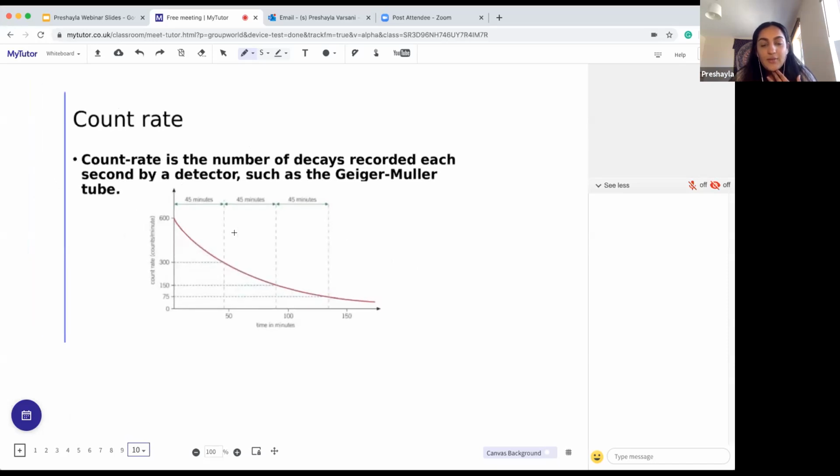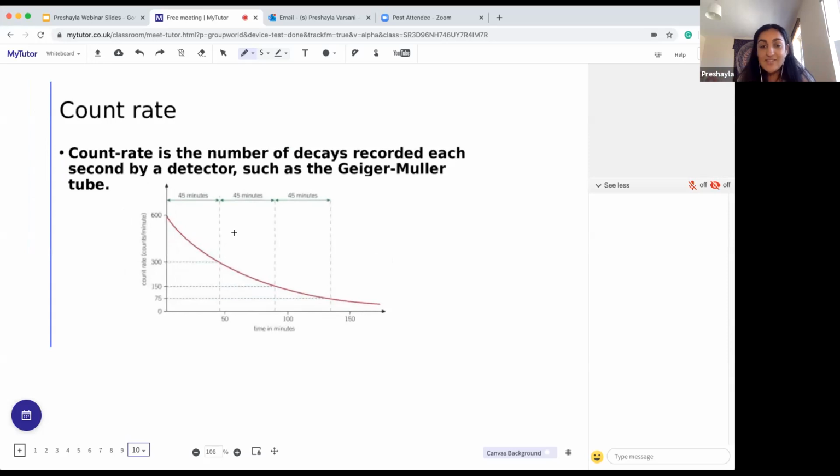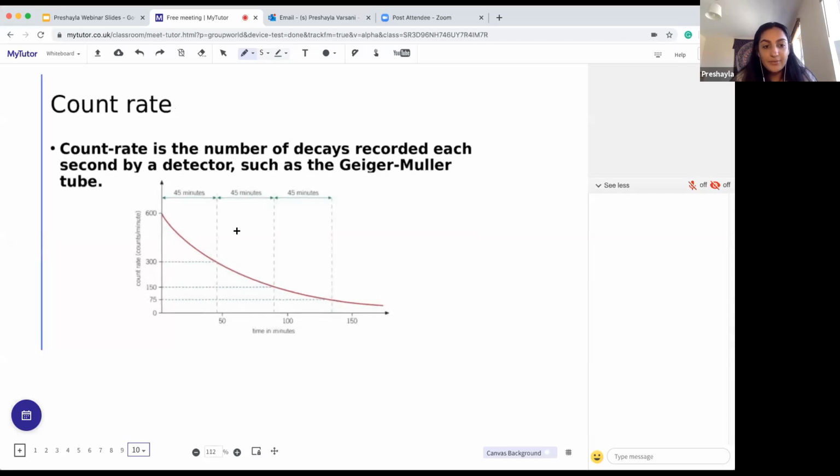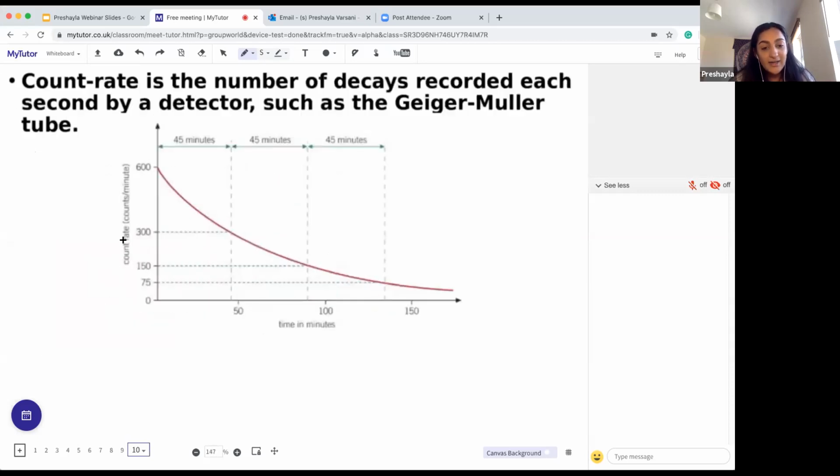So another way of expressing activity is count rate. Count rate is the number of decays recorded each second by a detector, such as the Geiger-Müller tube. And in this graph, we can see a graph of count rate against time. So how many decays per second? And in this case, they've actually done it in minutes.